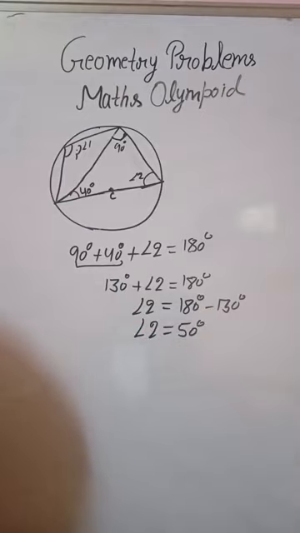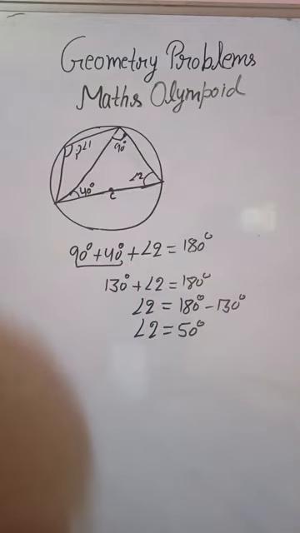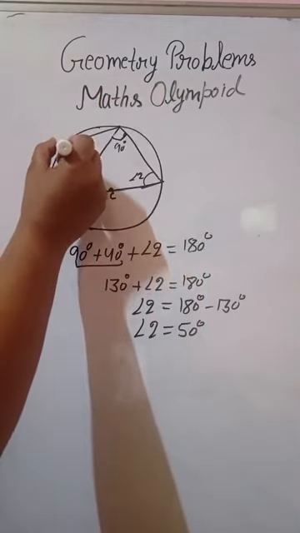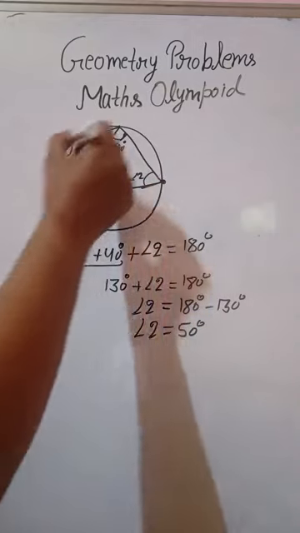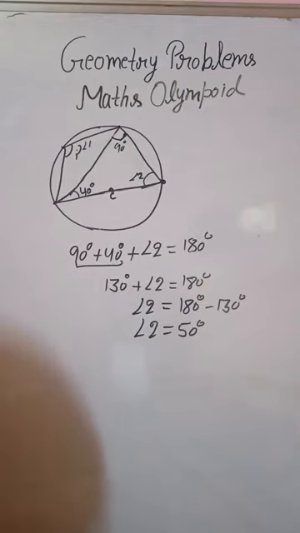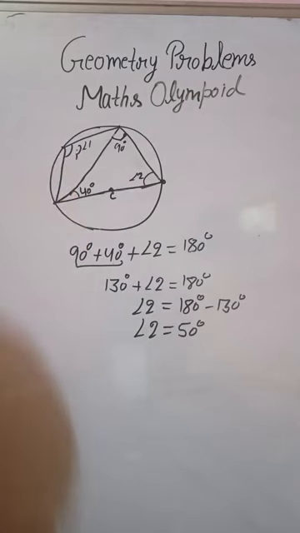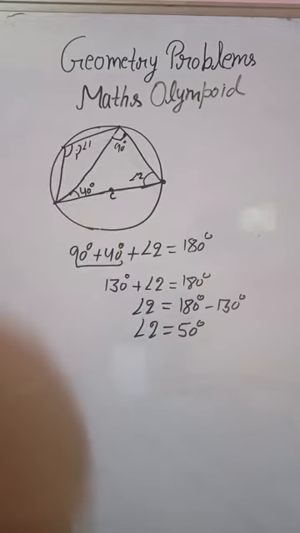Now look at the figure very carefully. Inside the circle we have a quadrilateral, and all the vertices of our quadrilateral are on the circumference of the circle. All four vertices lie on the circumference of the circle. So it means this is a cyclic quadrilateral. This is a cyclic quadrilateral, and in a cyclic quadrilateral the sum of opposite angles will be 180 degrees. So angle 1 and angle 2 are opposite angles, and this is a cyclic quadrilateral. So the sum of angle 1 and angle 2 must be 180 degrees.